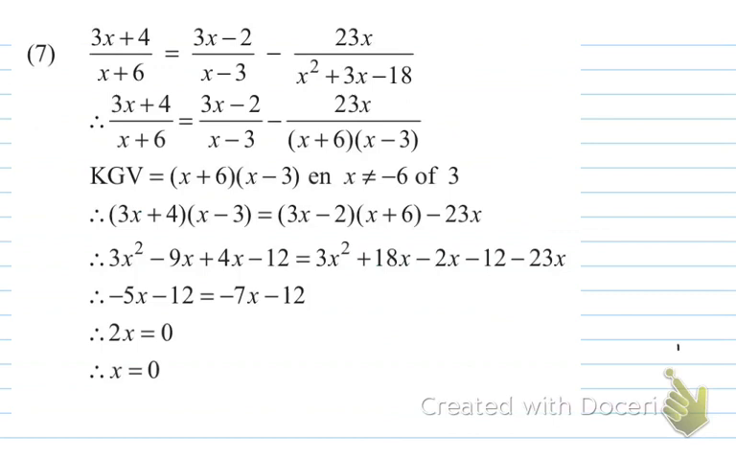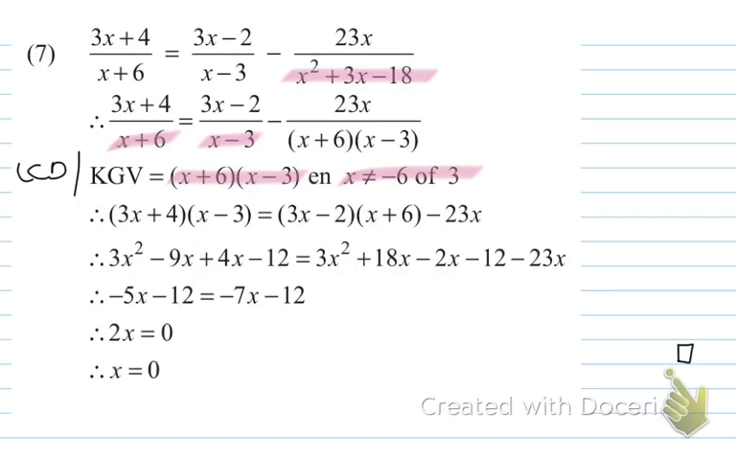Next. Number 7. Number 7, I'm going to factorize the denominators. Okay, so only the last denominator can be factorized. It's factorized as x plus 6, x minus 3. Now I find my LCD. x plus 6, x minus 3, and it repeats. So the LCD is x plus 6, x minus 3. x is not equal to negative 6 or 3.